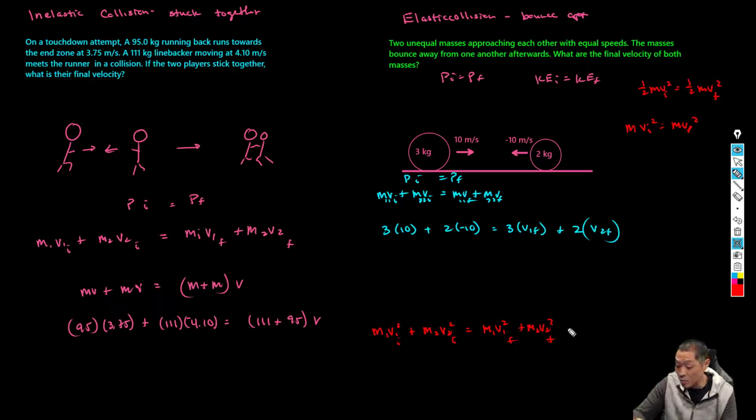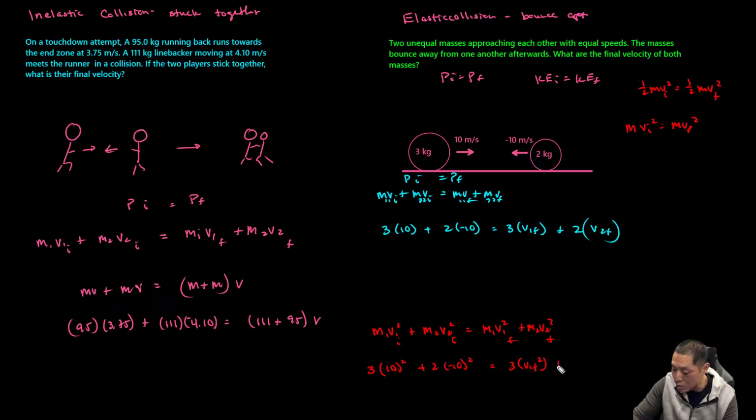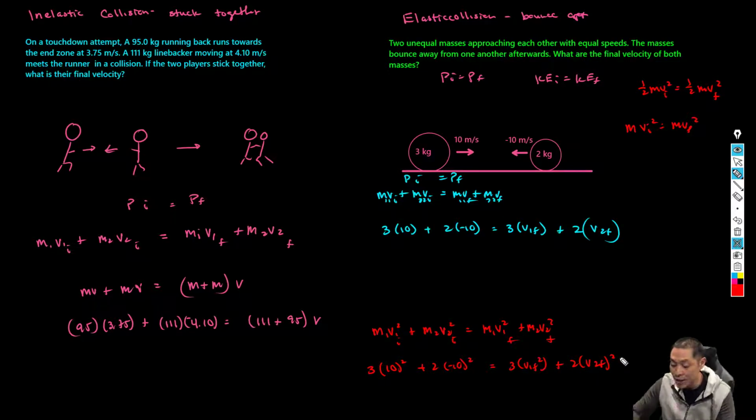Do the same thing, plug it in. 3 times, and you can just look at what you had before. 10 squared plus 2 times negative 10 squared equals 3 times v1f squared plus 2v2f squared. So you have this. Now you have two equations, two variables. I would substitute one into the other. And you can tell it's just not as fun. So this one's 300 plus, oops, I did it in my head, plus 200. Square negative becomes that.